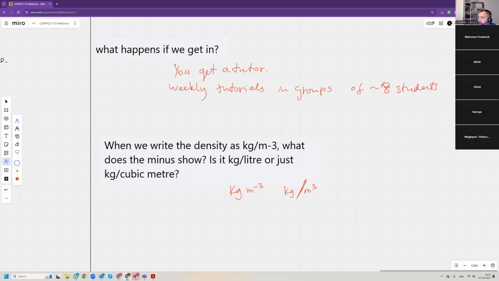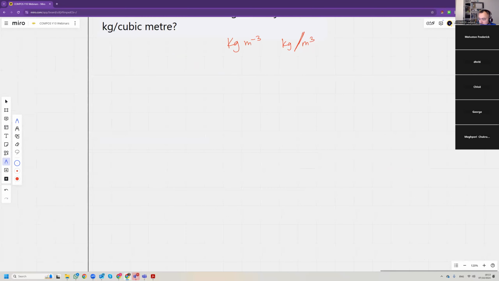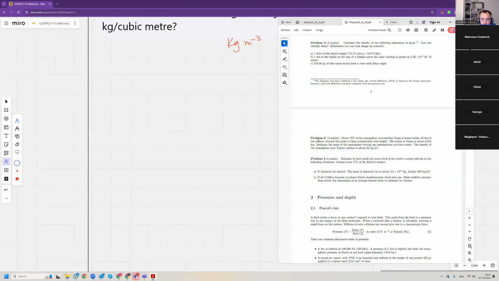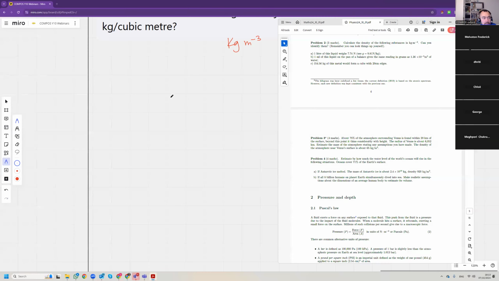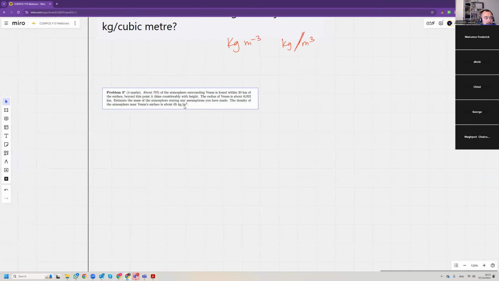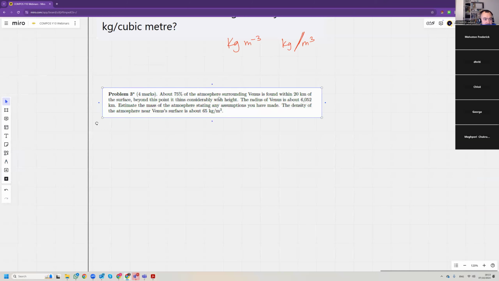I don't understand problem 3 on the physics about Venus. Okay, let's have a look. Problem 3. About 75% of the atmosphere surrounding Venus is found within 20 kilometers of the surface. Beyond this point, it thins considerably. The radius of Venus is about, estimate the mass of the atmosphere.